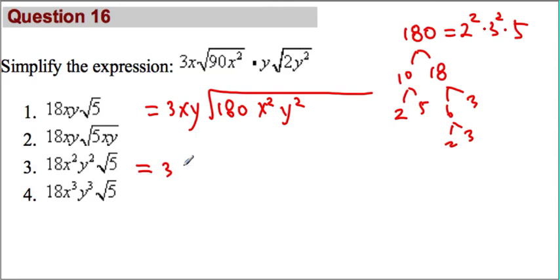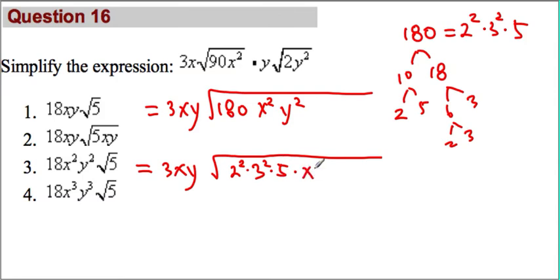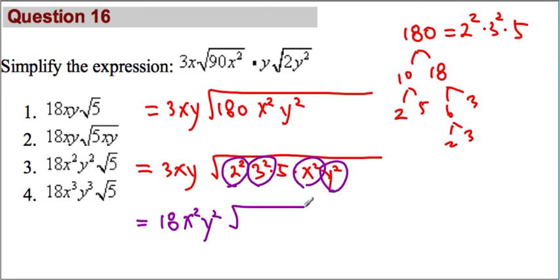Then if I were to rewrite it, 3xy square root of 2 squared times 3 squared times 5 times x squared times y squared. Here, this is a perfect square. Another one, and these two. So then what do we end up having? 2 and 3 comes out. Multiplying with 3, we end up getting 18. I already have x here, another x comes out, so we have x squared. I have y here, but another y comes up, so we get y squared. Square root of 5 by itself, which is equal to choice 3.